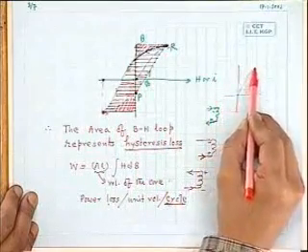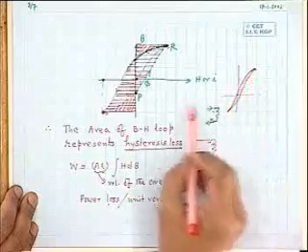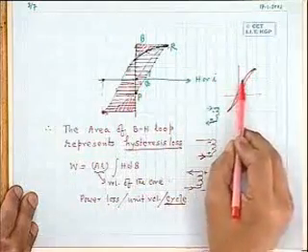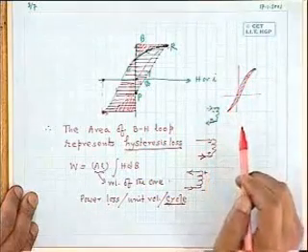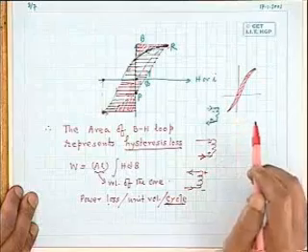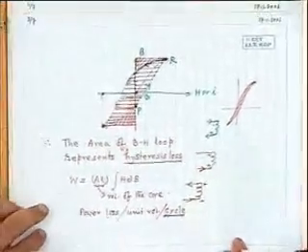That is, given two materials, with one BH characteristic like this and the other this kind, you will definitely opt for this one, because the area enclosed by the BH loop will be less, your hysteresis loss will be less.